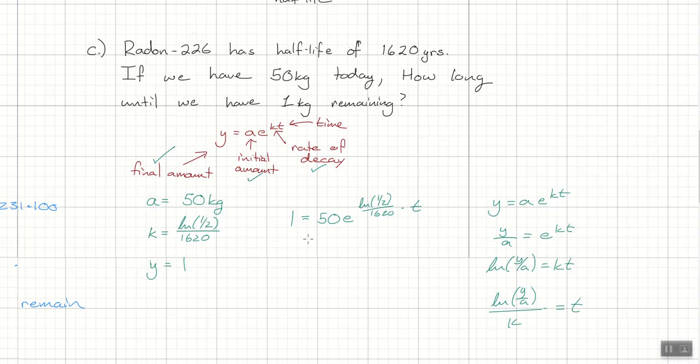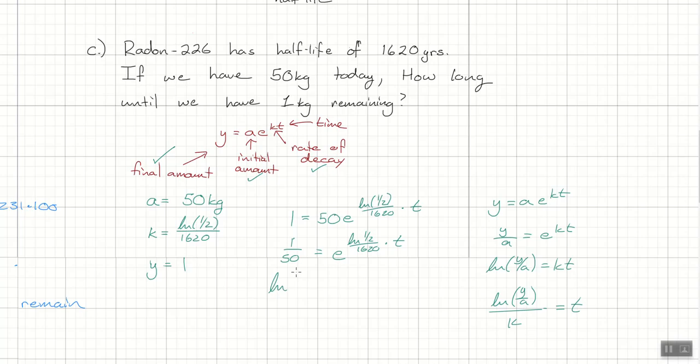If I do this here, Kalisha, notice what happens. Right off the bat, it's 1 over 50 equals e to the this nasty thing, right? Natural log of 1/2 over 1620 times t. And then if I want to solve for t, how do you undo the exponential? What's the opposite of an exponential? That's the opposite of a square or a square root. Yeah, I'm going to take the log.